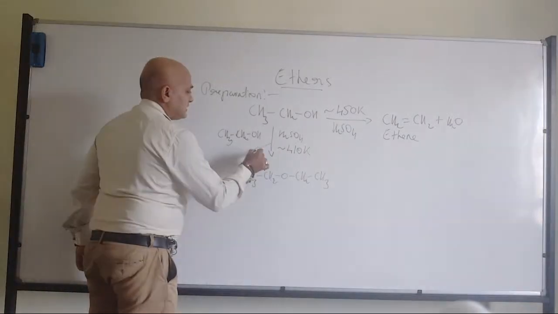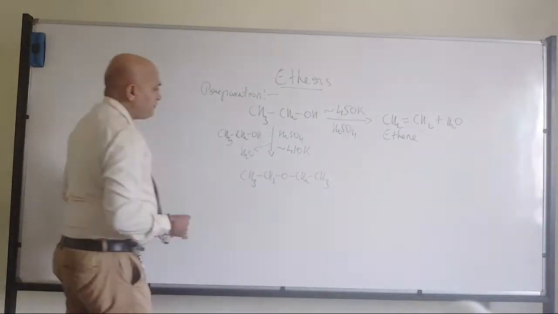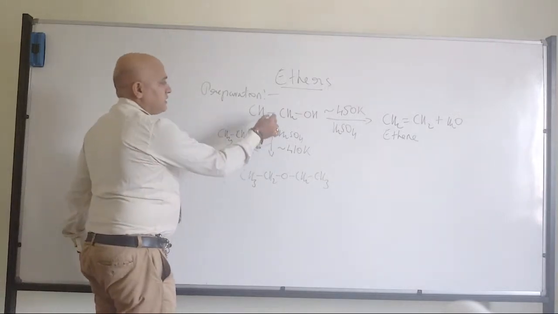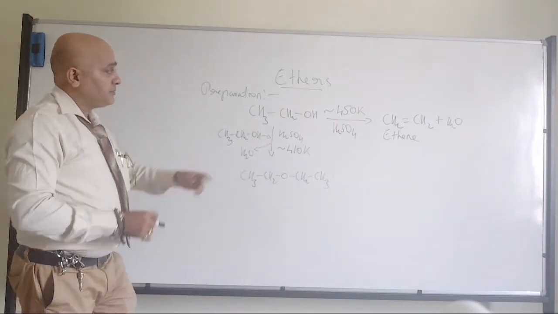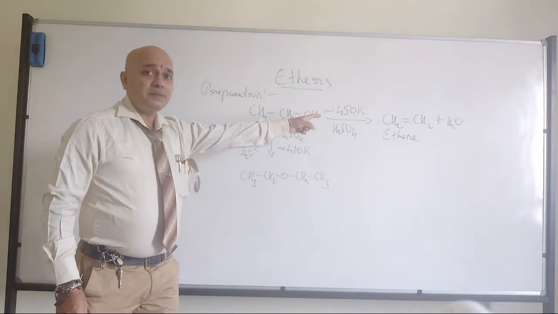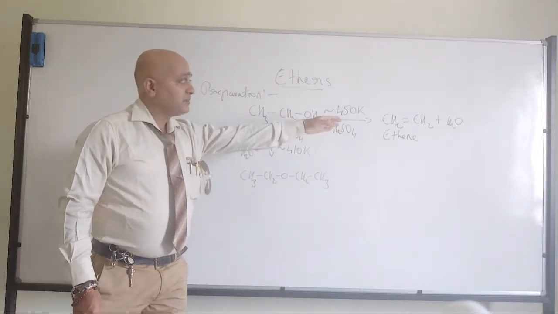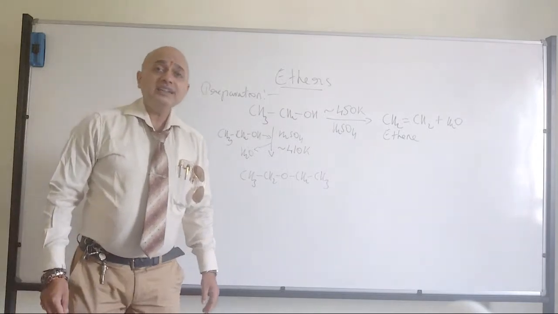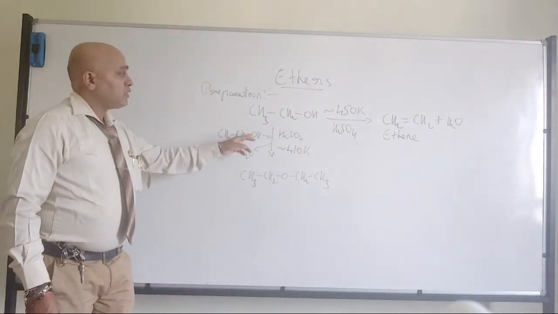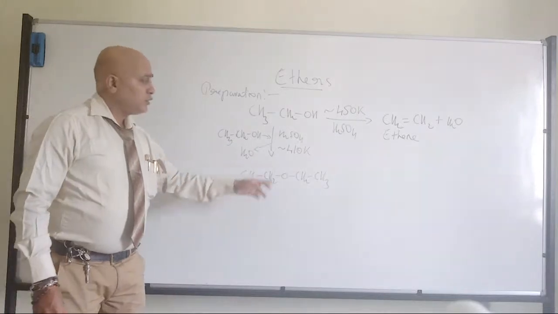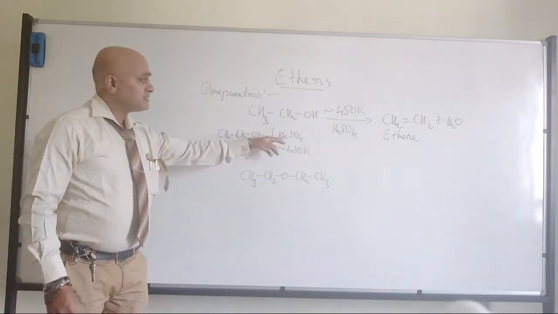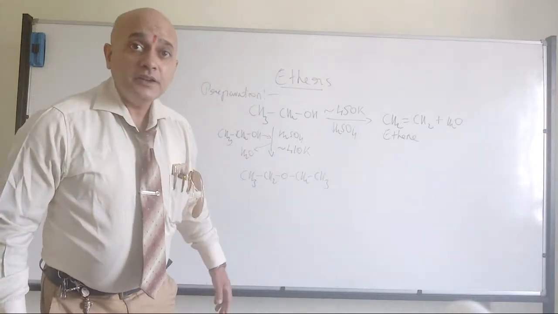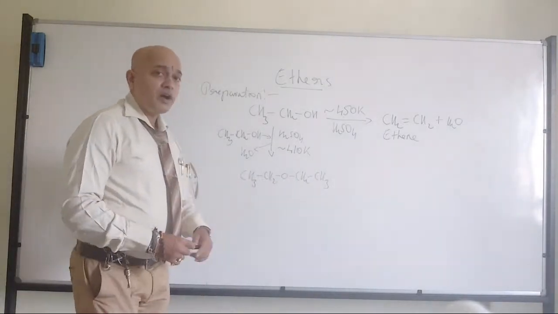Yes, there will be a liberation of water, no doubt. So what is happening? When you heat an ethanol molecule at a high temperature, around 450 Kelvin, ethene is formed because it undergoes dehydration. The same alcohol molecules at a bit lower temperature, in the presence of sulfuric acid, will undergo dehydration once again, but there will be formation of ether.